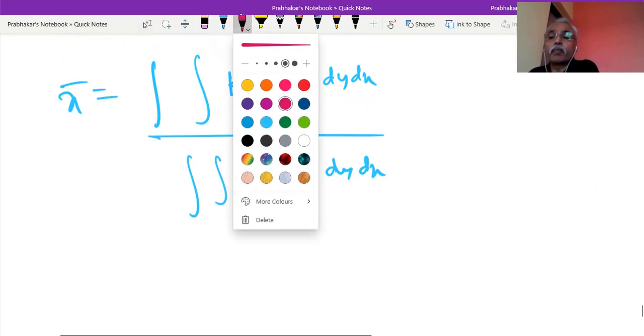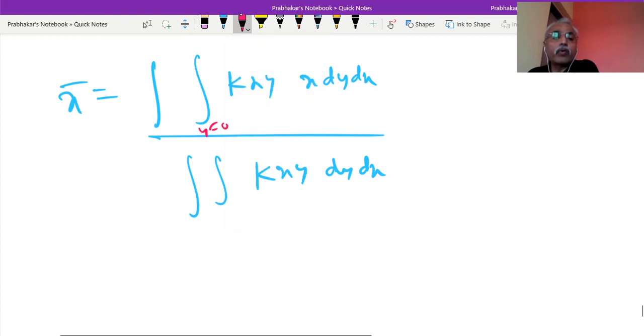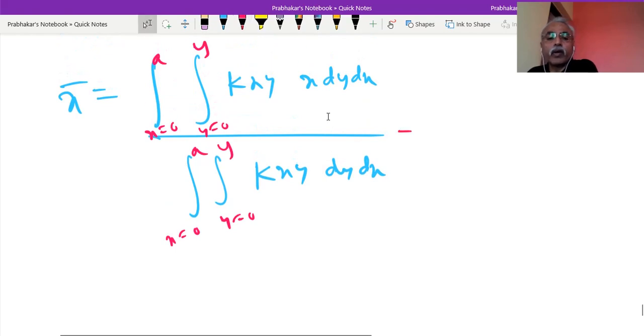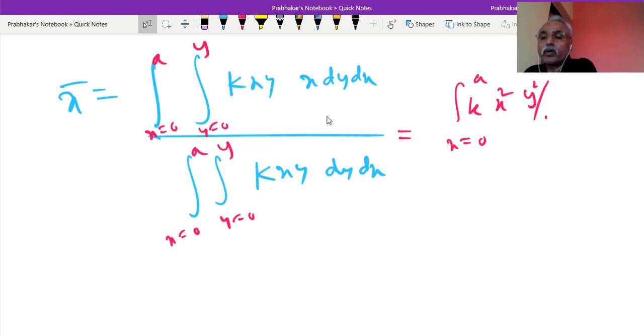Interesting here, see this treatment of solving the example. Limits are y equal to 0 to y equal to y only, and x equal to 0 to x equal to a. The same limits will be there for the denominator also naturally. Y equal to 0 to y equal to y, and x equal to 0 to x equal to a. Now, we'll be integrating only with respect to y. So if I integrate with respect to only y, x equal to 0 to a, k as it is, x as it is, x square rather. Y becomes y square by 2 between 0 to y dx.